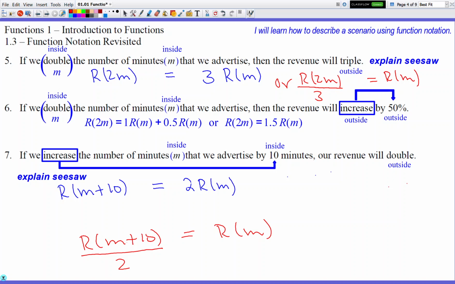Okay, so this one I'll accept either one. Yeah, the number 6, like I said earlier, for now I'll accept this 1 times R of M plus 0.5 times R of M. I'll accept that for now, but eventually you're going to have to put this right side answer.